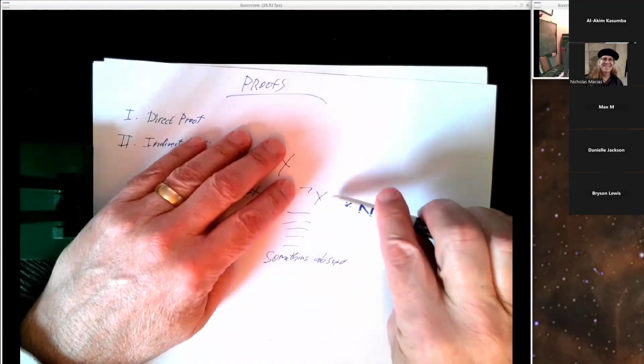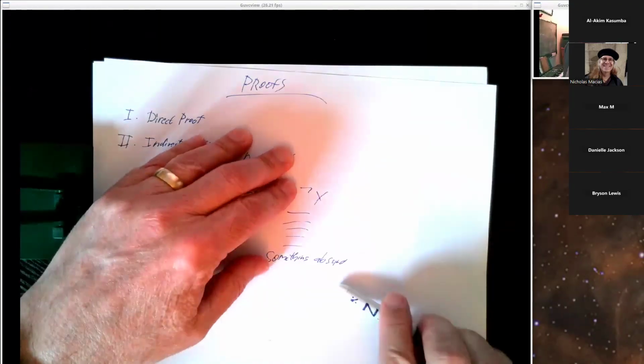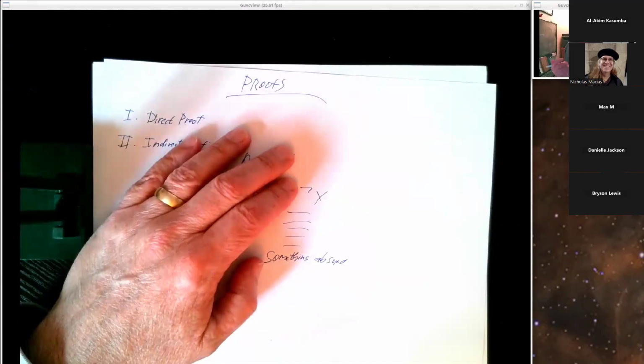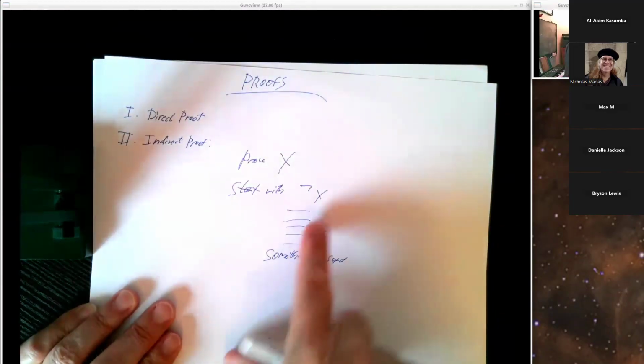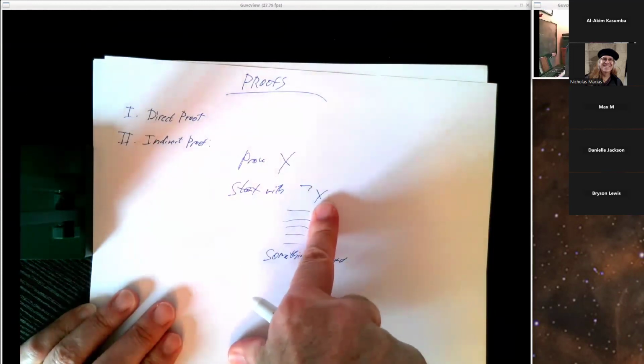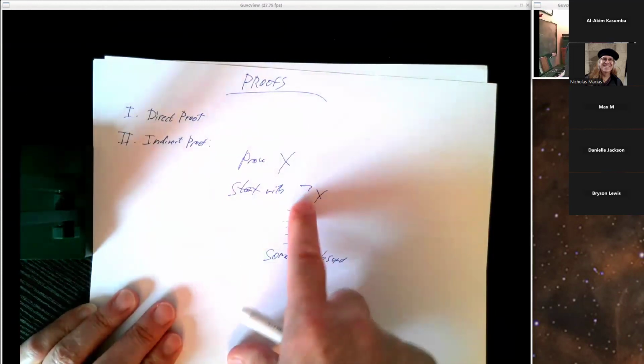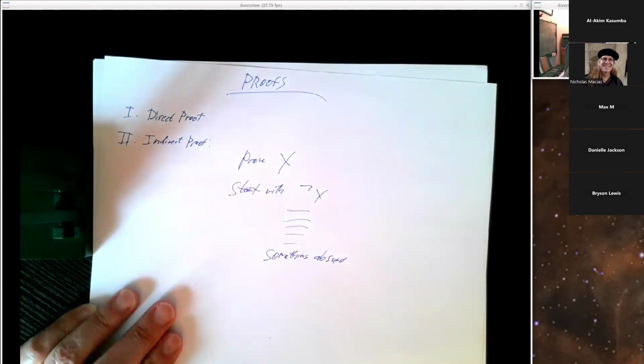Because if X is false, if not X is true, we get 2 equals 3. And we know 2 doesn't equal 3. So in indirect proof, we start with the opposite, the negation of what we want to prove, and we argue until we get to a contradiction. All right, so two different approaches to proof. Future homework assignment, you'll get a set of problems to prove, and you'll do them both directly and indirectly.